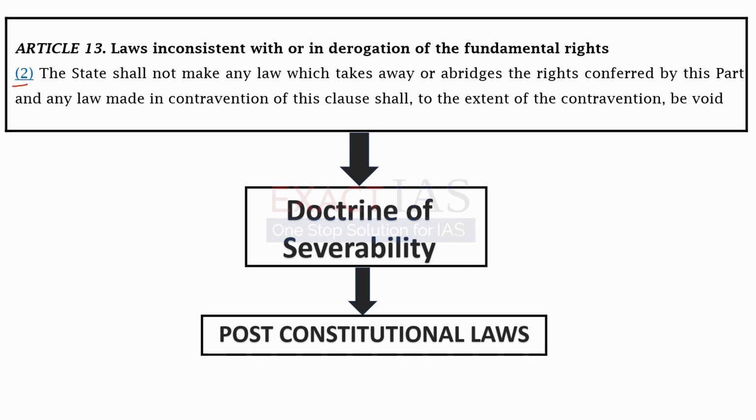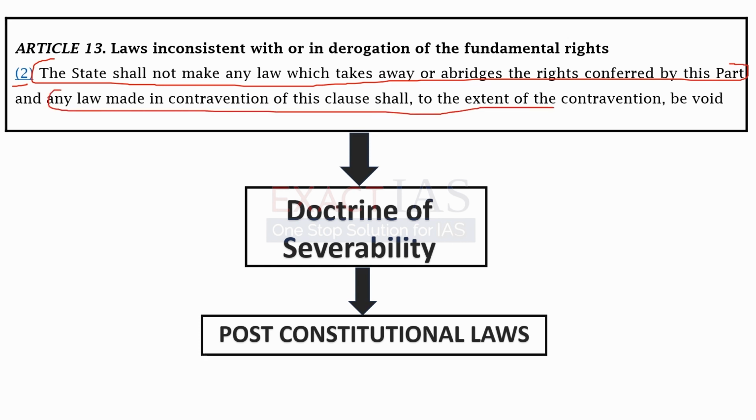Article 13 Clause 2 reads as, the state shall not make any law which takes away or abridges the rights conferred by this part, and any law made in contravention of this clause shall to the extent of the contravention be void. So Article 13 Clause 2 can be understood in two key phrases. First is, the state shall not make any law which takes away or abridges the rights conferred by this part.